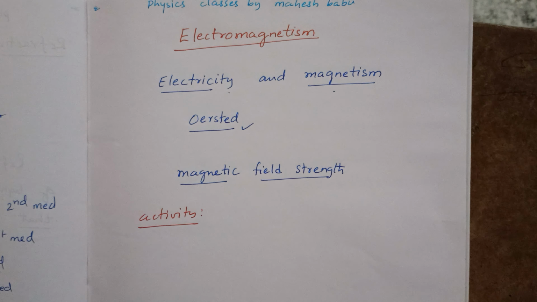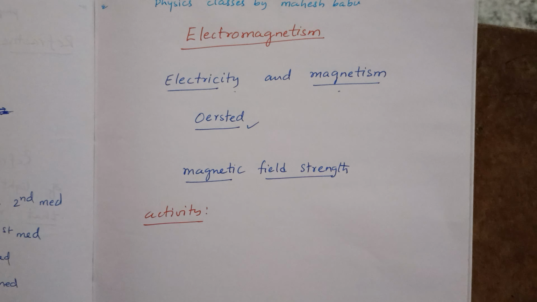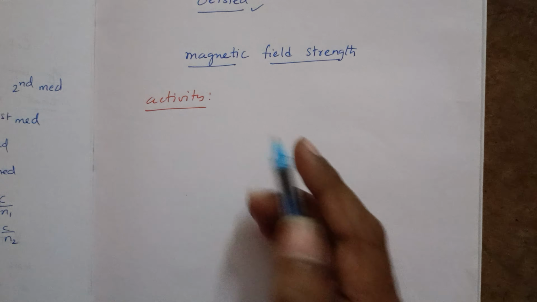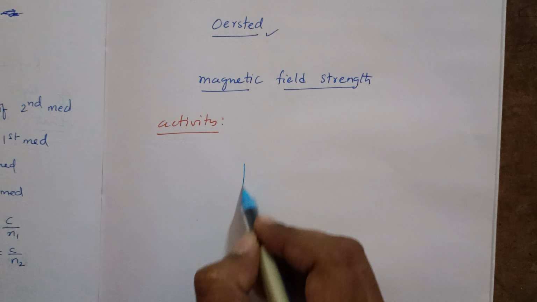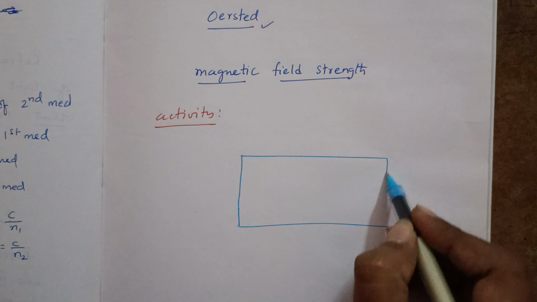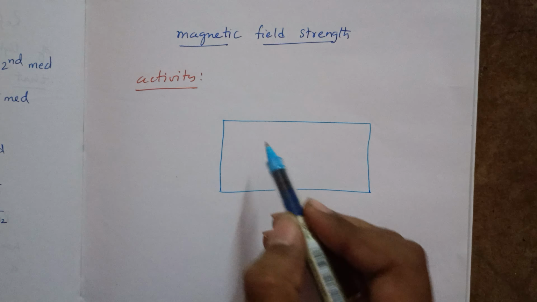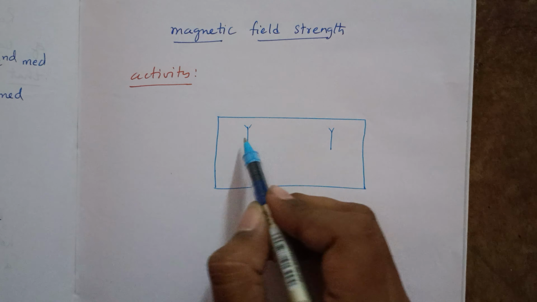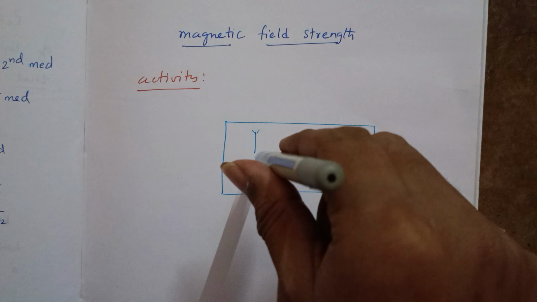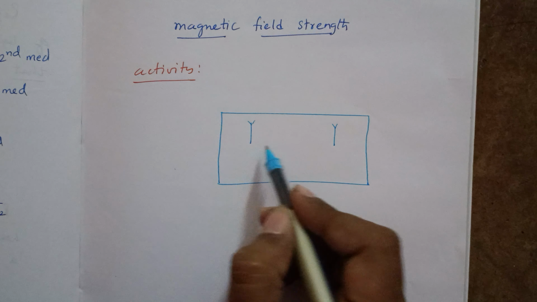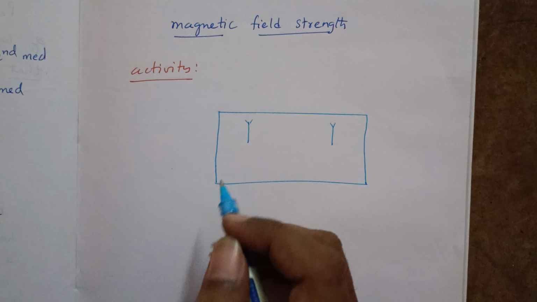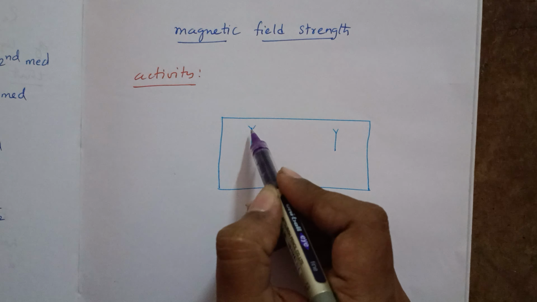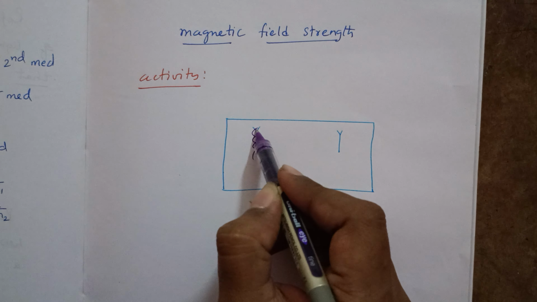Now to do this experiment we need one thermocol sheet and two sticks with splits. These two sticks should stand perpendicular to the thermocol. And we need one electric wire. That electric wire should pass through these splits.